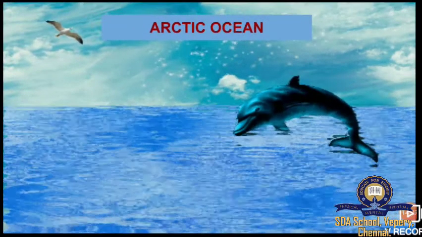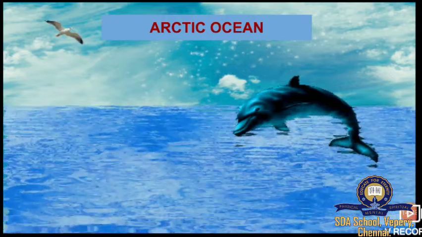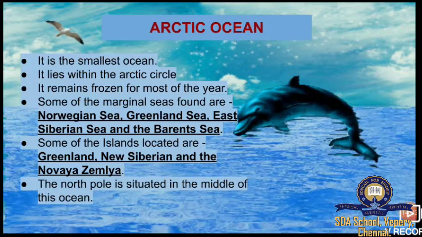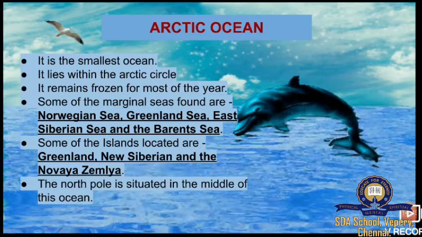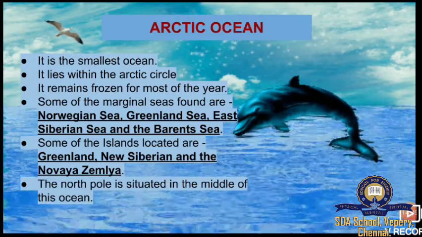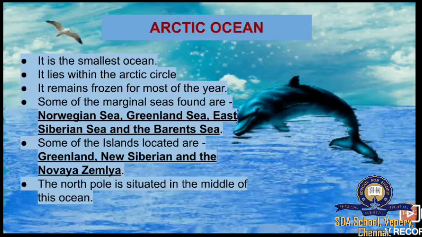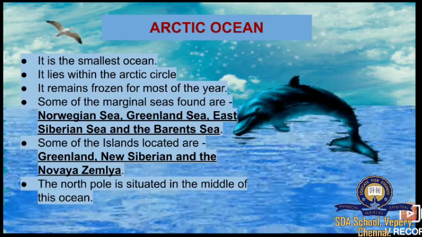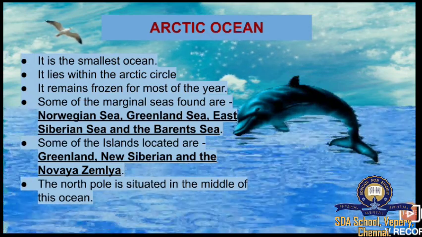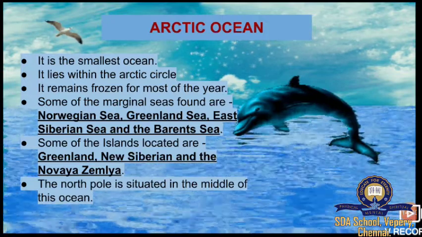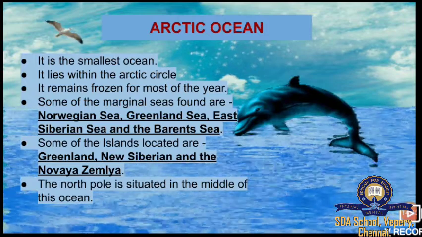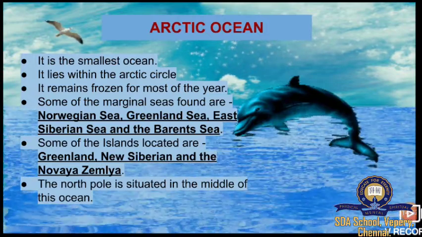So let's move on and see what is an Arctic Ocean. It is the smallest ocean. As we saw in the first picture, it just had 4%. So it is the smallest ocean. It lies within the Arctic Circle. It remains frozen almost the full year. The marginal seas are Norwegian Sea, Greenland Sea, East Siberian Sea, and the Barents Sea.